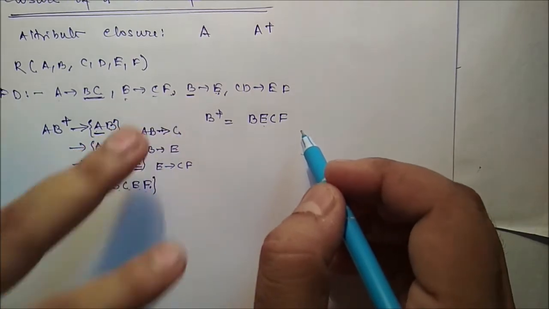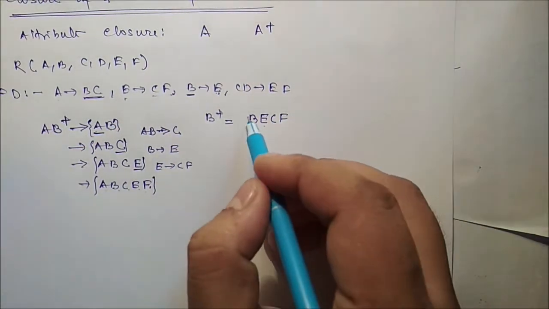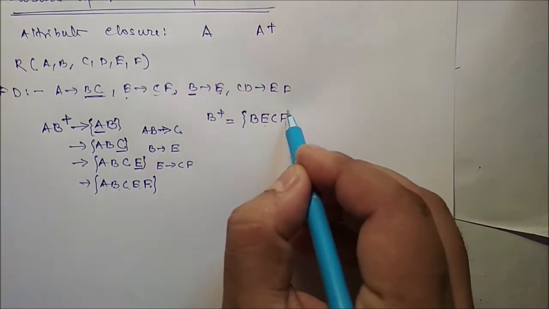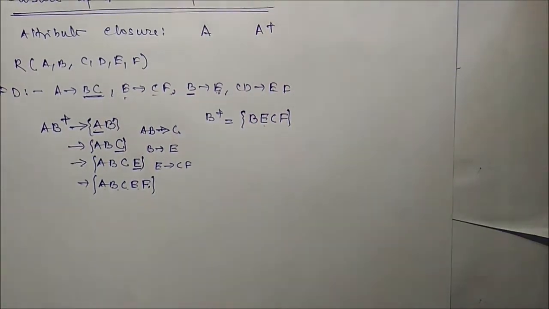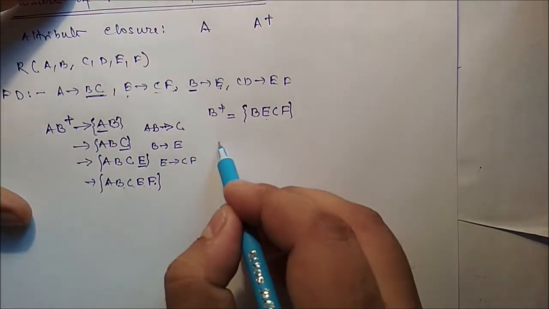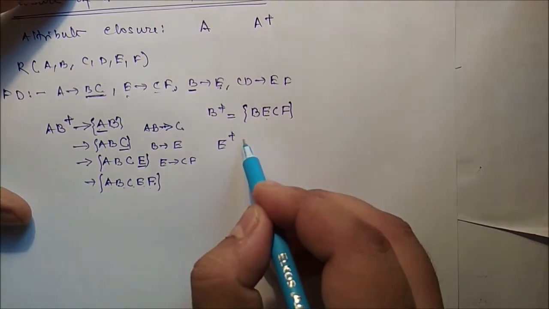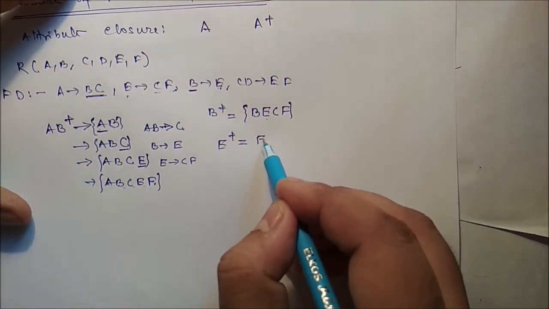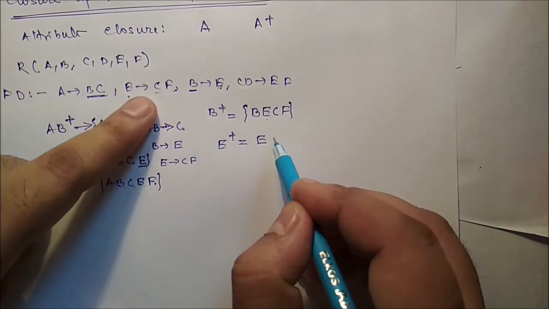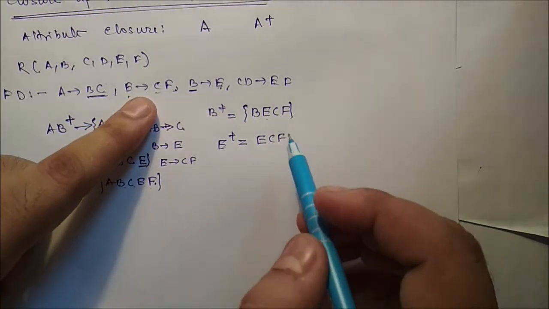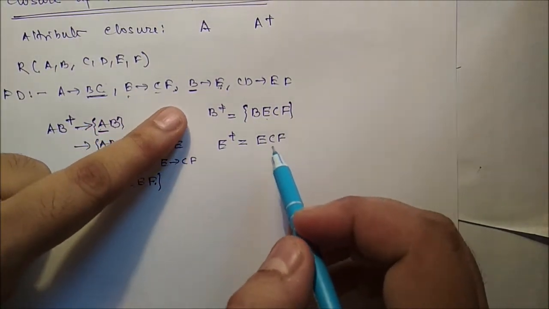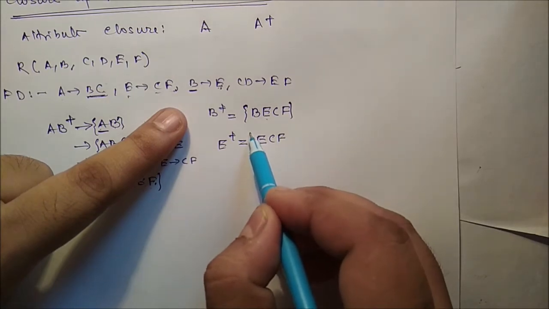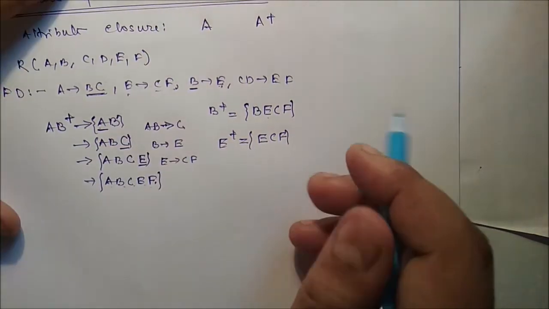Are you getting this? So B closure is nothing but this. Similarly, for E closure, we can identify E, and using this we can identify CF, and we cannot identify more than that.